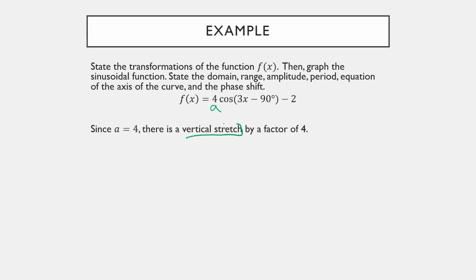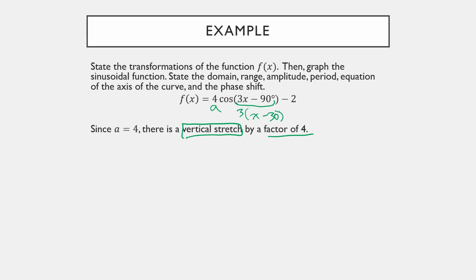So that means that we are vertically stretching by a factor of 4. The k value here is a little interesting, so you have to be careful with this. Notice that the input in this function has a k value that is not factored out. So we first have to factor it out before anything else.